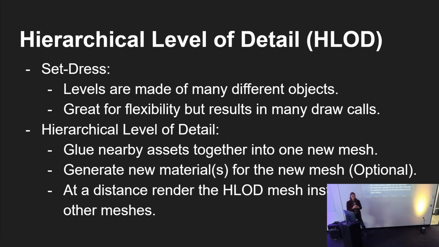So what we can do is, for that table, those chairs, those plates, we can glue all of them together into one big mesh. That's great, because now everything's just one draw call. And we can go further. We can make our own material, we can bake out textures for everything. So now this new mesh that we've made has its own custom material. It's one single draw call for the entire table set, right?